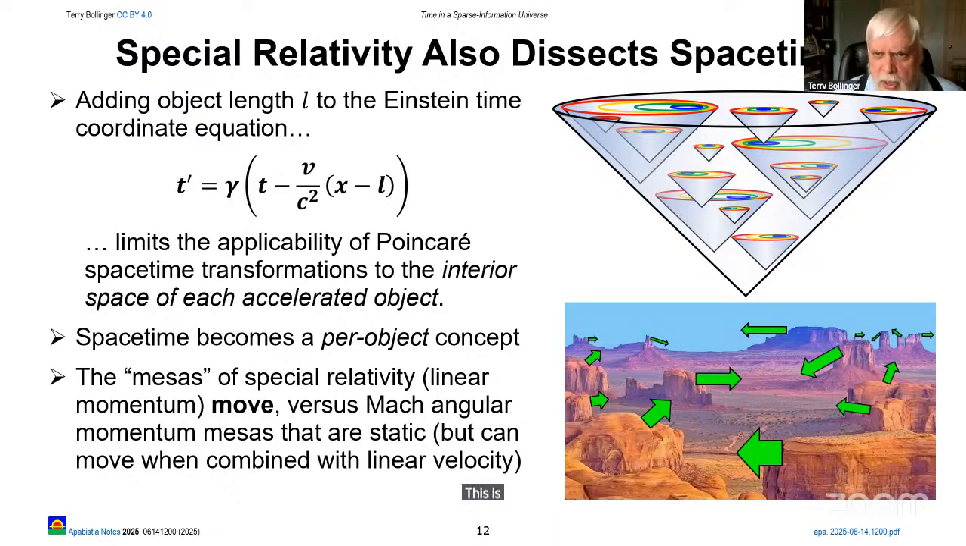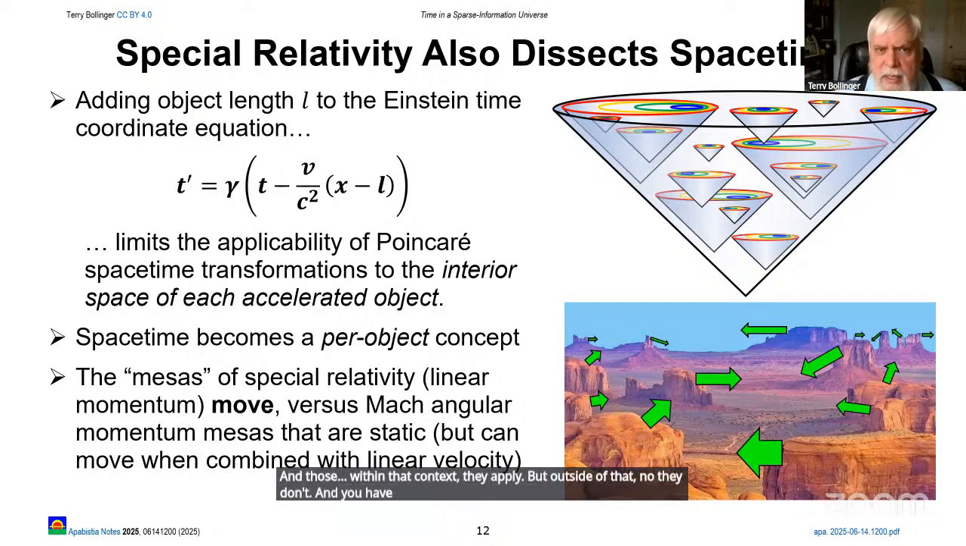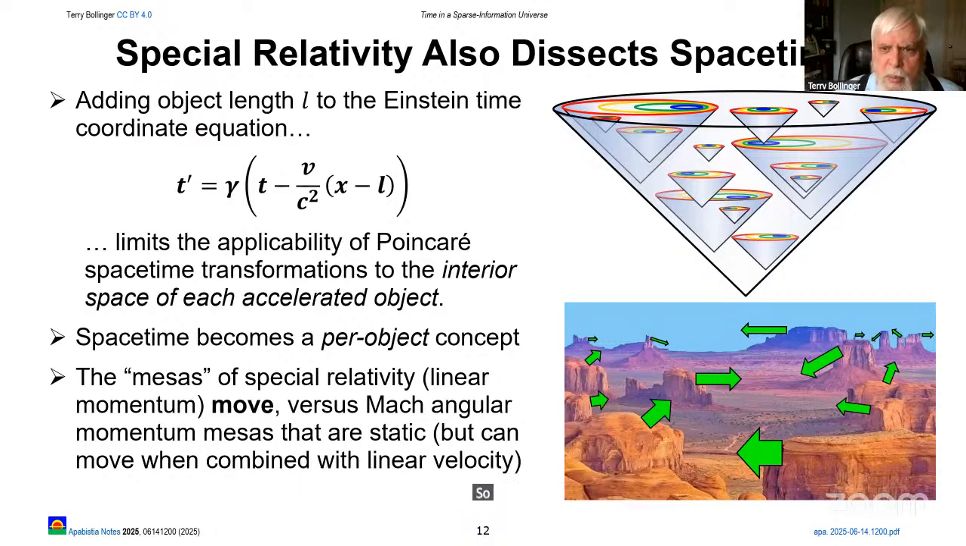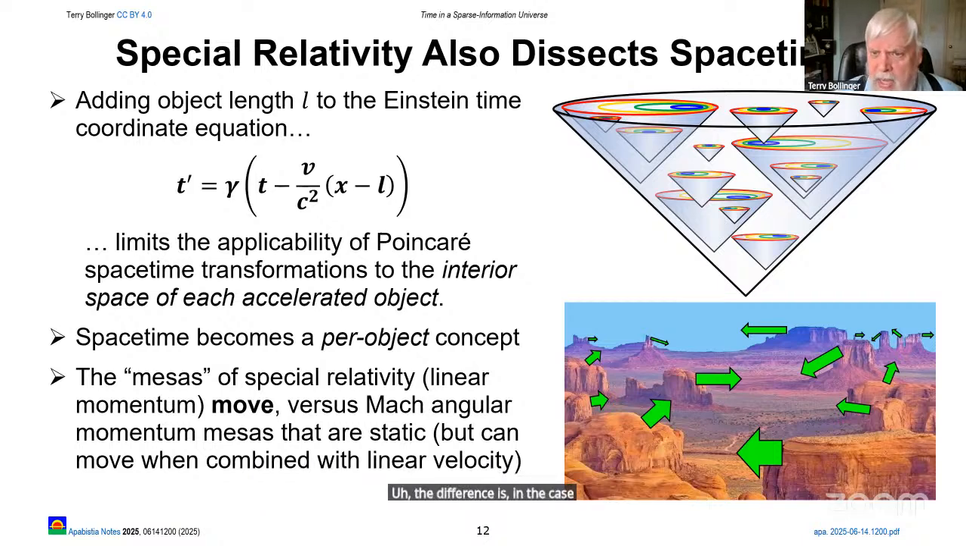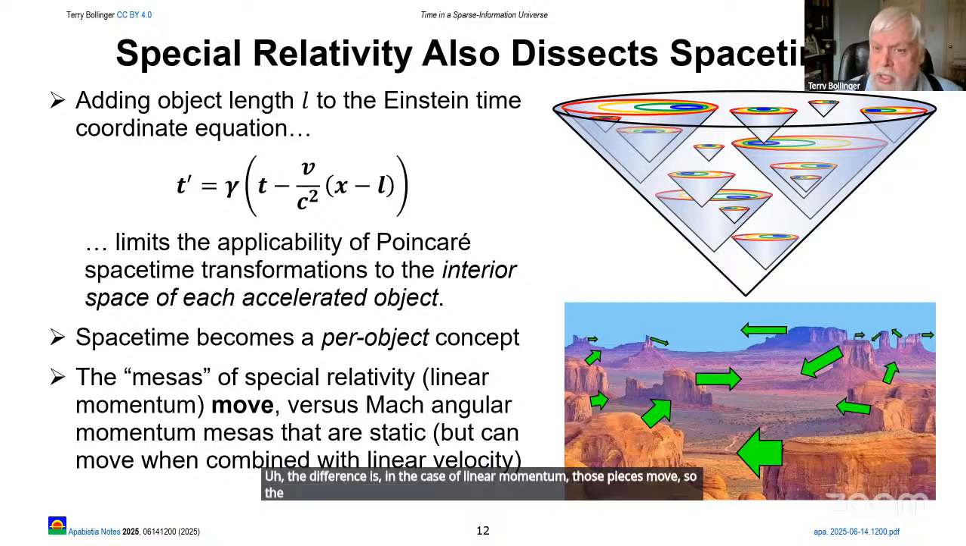This is where those earlier comments I made about Poincare symmetries apply: in each of these colorful little cones as a frame is moving, within that context they apply. But outside of that, no, they don't. And you have to recognize that limit. So you get the same kind of dissection based on these domains in which you have a shared definition of time and space. The difference is, in the case of linear momentum, those pieces move. So the domains are moving around, but they're still sharing the same idea.